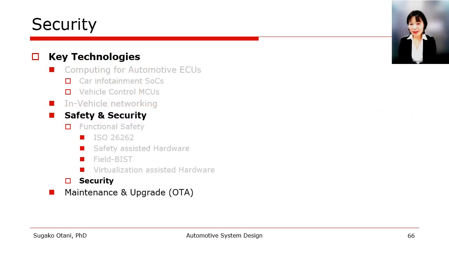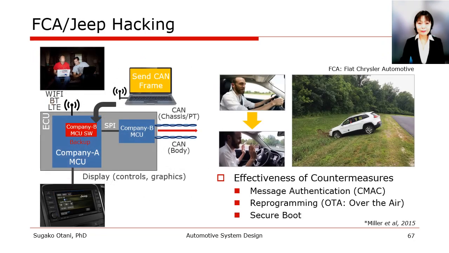So I will describe security in the next section. Vehicle hacking is when someone takes control of your car or some of the car's auxiliary systems remotely. The FCA Jeep jailbreaking is an example of why in-vehicle security is necessary. Here is an overview of what happened.